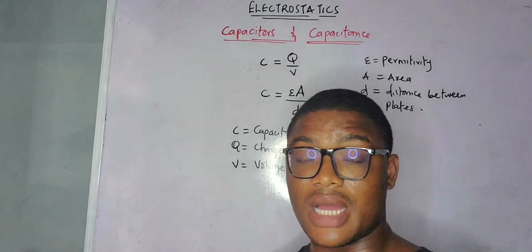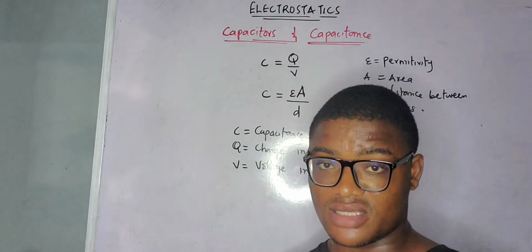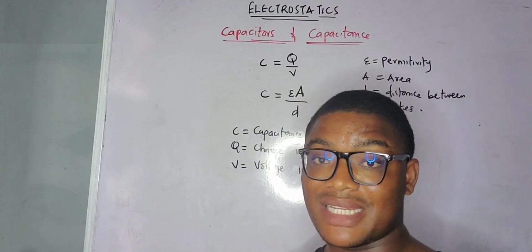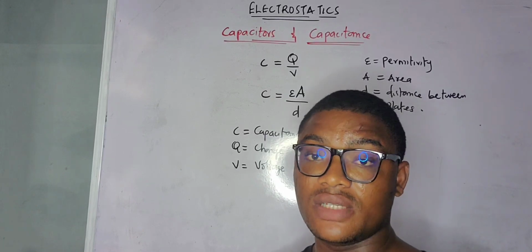So capacitors are instruments we use to store what? Charges. Now what is the capacitance of a capacitor? The capacitance of a capacitor is the ratio of the charge stored by the capacitor to the potential difference between the plates of the capacitor.